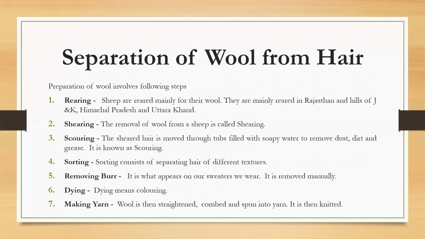It is removed manually. Sixth, dyeing. Dyeing means coloring. Seventh, making yarn. Wool is then straightened, combed, and spun into yarns. It is then knitted.